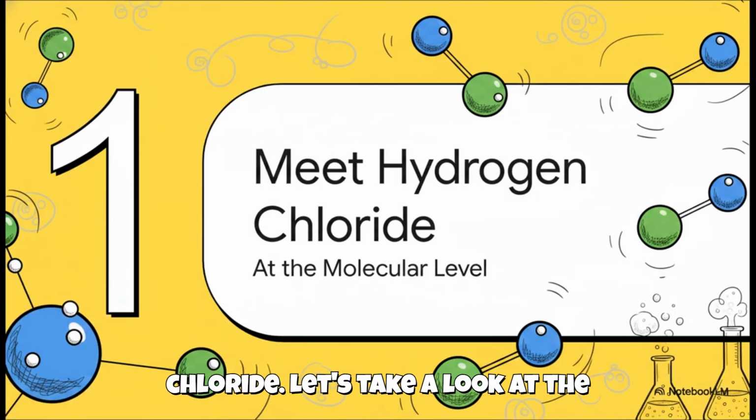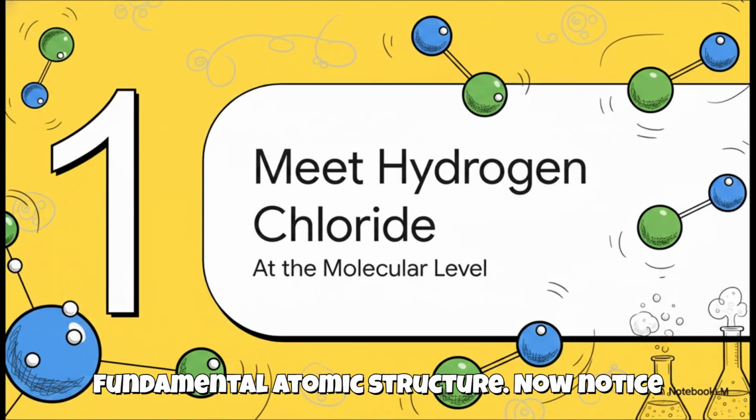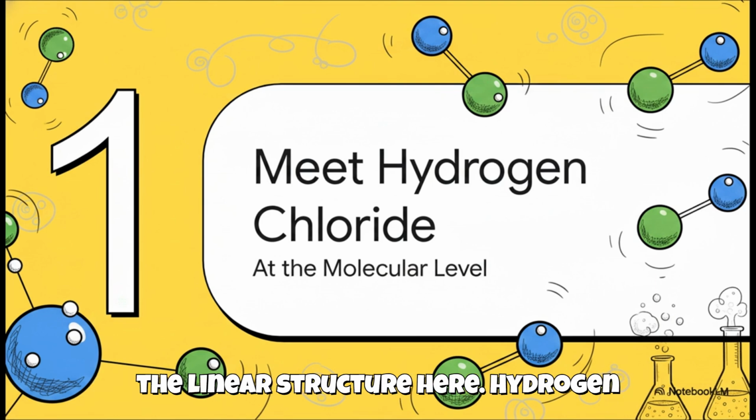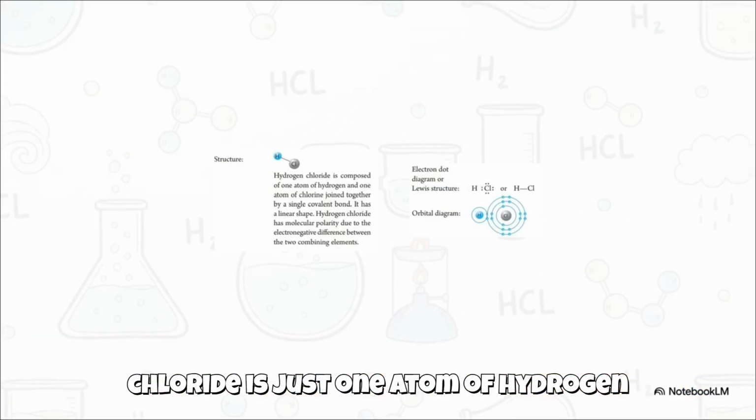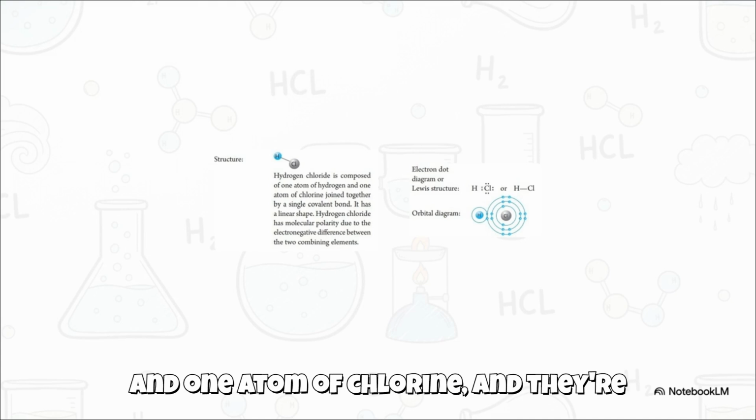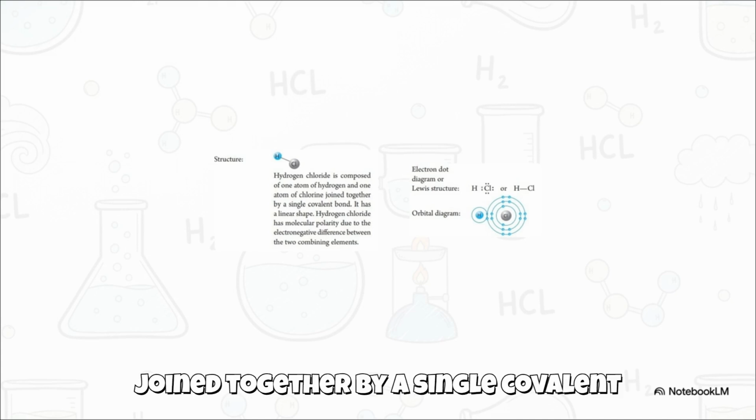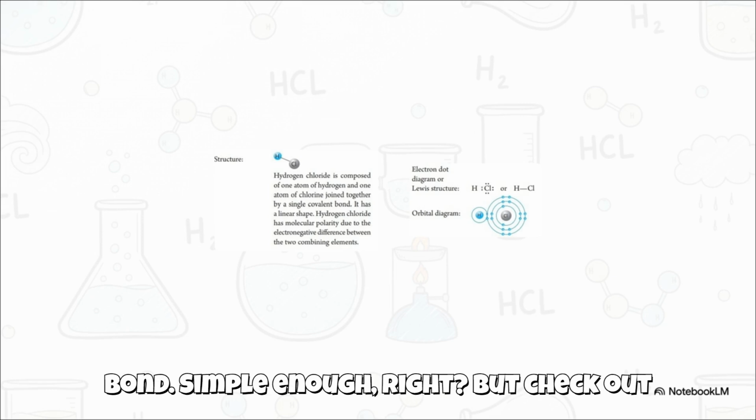Section 1. Meet hydrogen chloride. Let's take a look at the fundamental atomic structure. Now notice the linear structure here. Hydrogen chloride is just one atom of hydrogen and one atom of chlorine, and they're joined together by a single covalent bond. Simple enough, right?